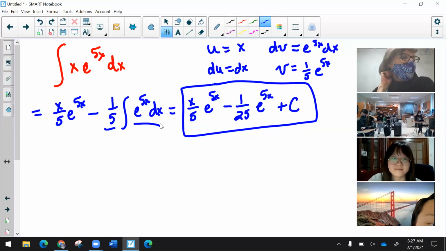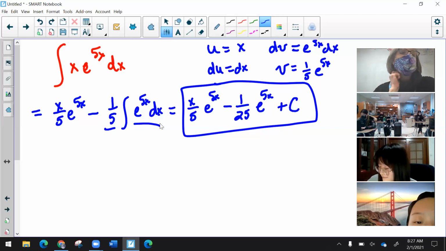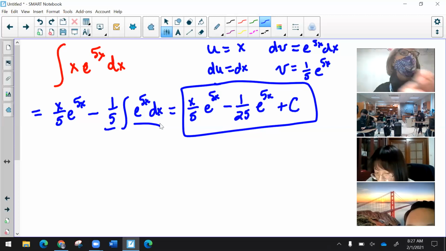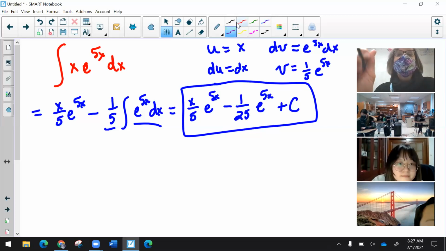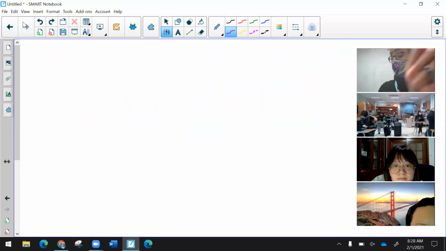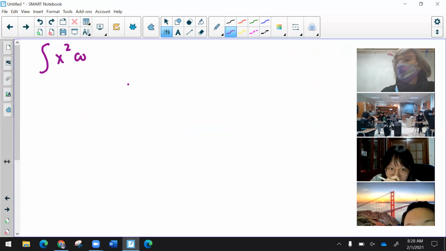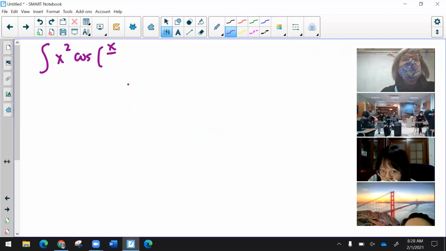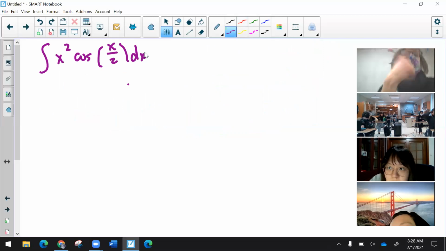Okay, so there's more practice to do. There are more wacky situations to see. So we're going to go back to your notes, and we're going to go through an example where you actually have to use integration by parts twice. Okay. So I think if we go back to your notes, the next thing is x squared cosine of x over 2 dx. Yes? Okay.